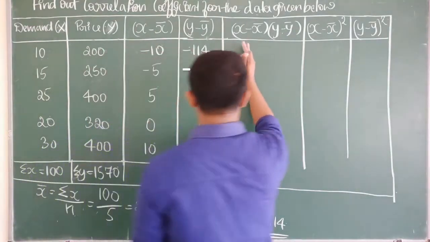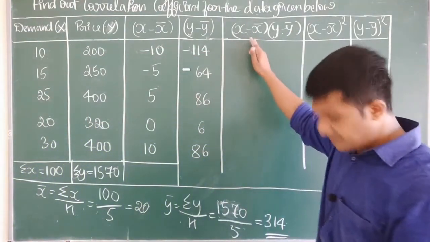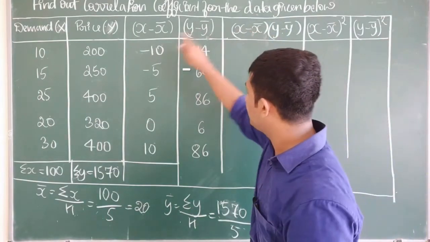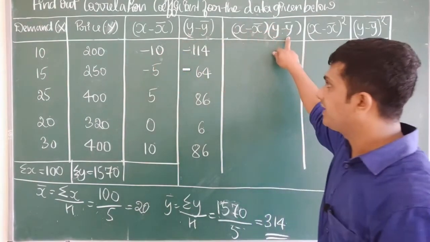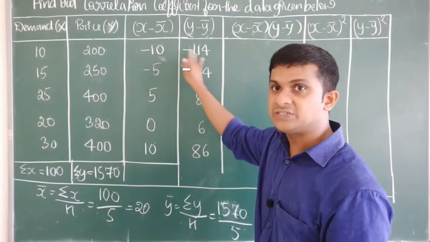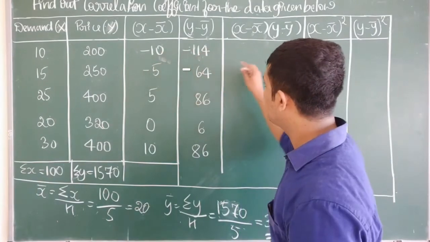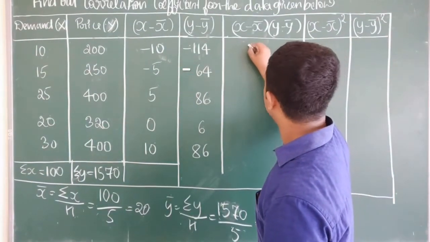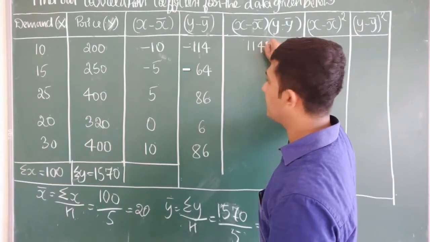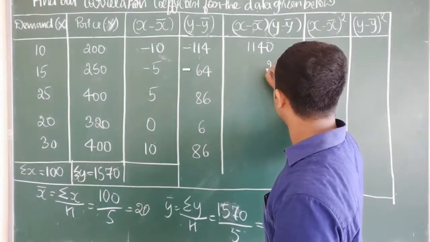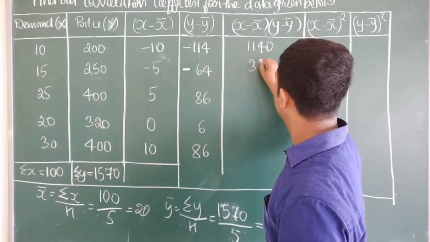Now you have to calculate sigma of x minus x bar, which is here, into y minus y bar. Nothing but we have to multiply these values with each other. Okay, minus 10 into minus 114. So minus minus, it will be plus. So it will be 1140. Use your calculator. Minus 64 into minus 5, that is equal to 320.